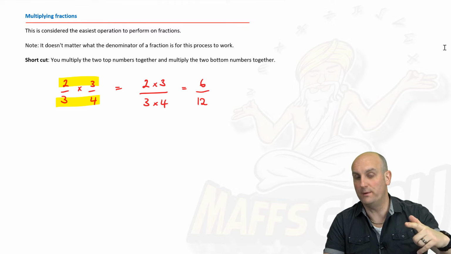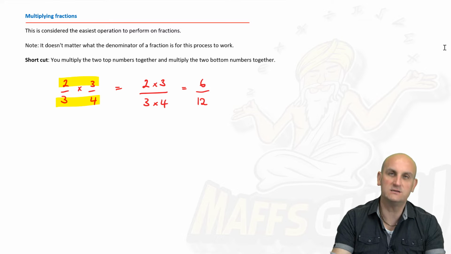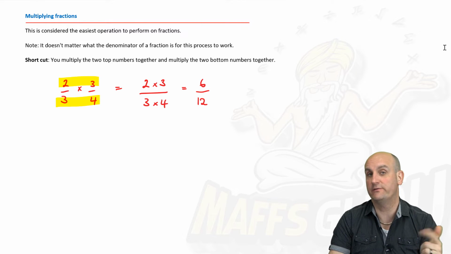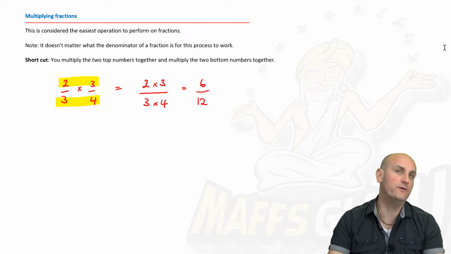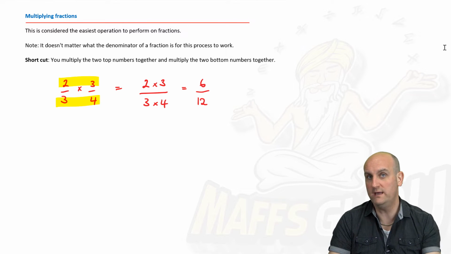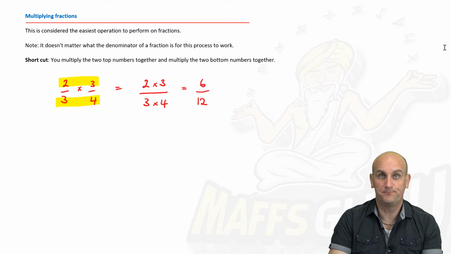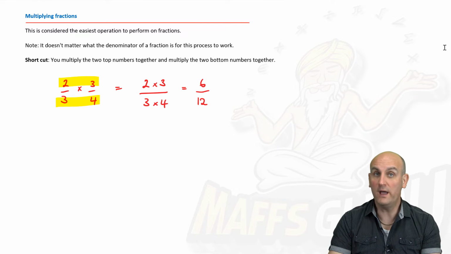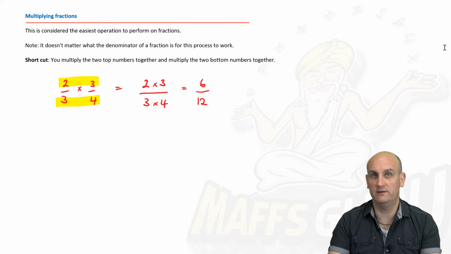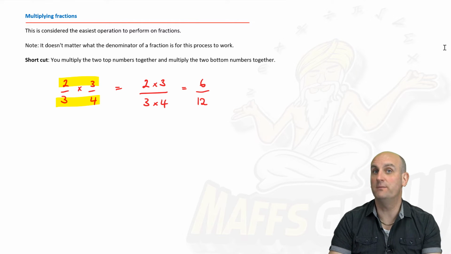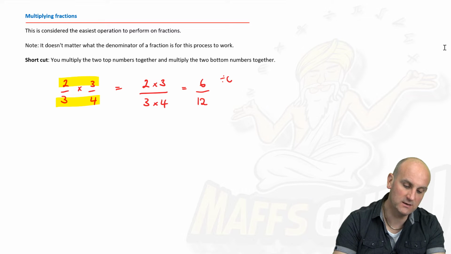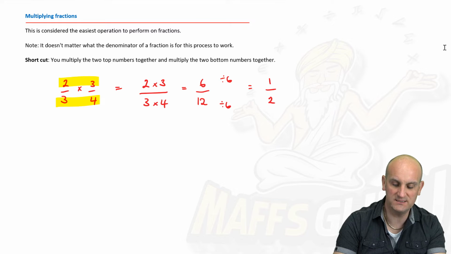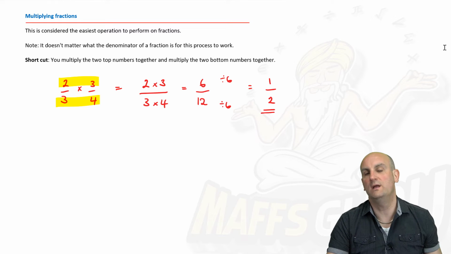Yes? Nope. Because you have to cancel this down. Is there a number that goes into 6 and 12? Well, there's actually 3 numbers. I can divide both of those by 2. Why? Because they're both even numbers. I can divide them by 3. Why? Because 6 and 12 are in my 3 times table. I can also divide them by 6. Why? Because 6 and 12 are in my 6 times table. And in this situation, I'm going to choose 6. 6 divided by 6 is 1. 12 divided by 6 is 2. And there we go. We have 1/2.